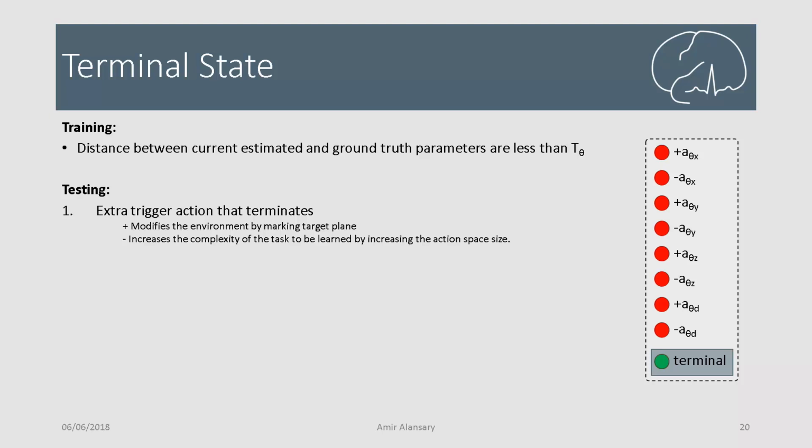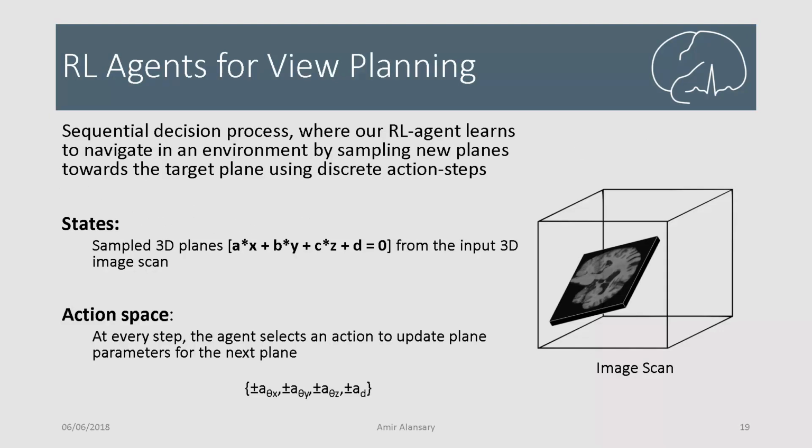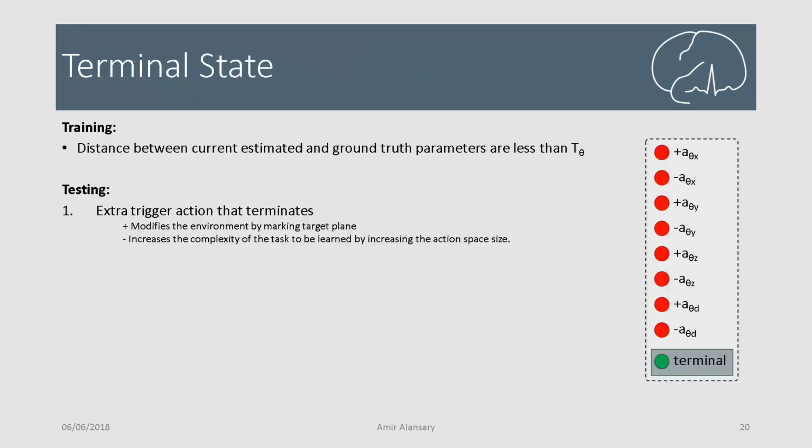There's an important issue as well. During training, when you find the target plane, you already know the target plane, so you can terminate the training process. But while you are testing, you don't know the labels, so you don't know when to terminate the navigation process. In this case, you can use an extra trigger action, which increases the action space by 1 and can also increase the complexity of training. Plus, it doesn't trigger all the time, so you will need to define another hyperparameter, like how many steps you want the agent to run until it terminates if it didn't find the target plane.